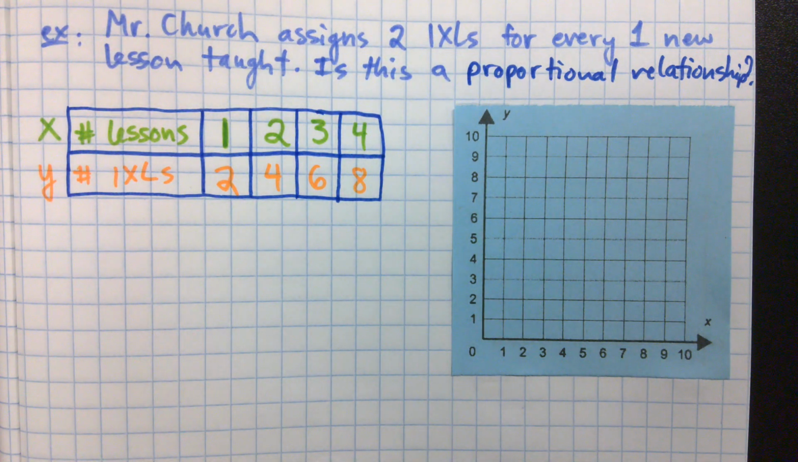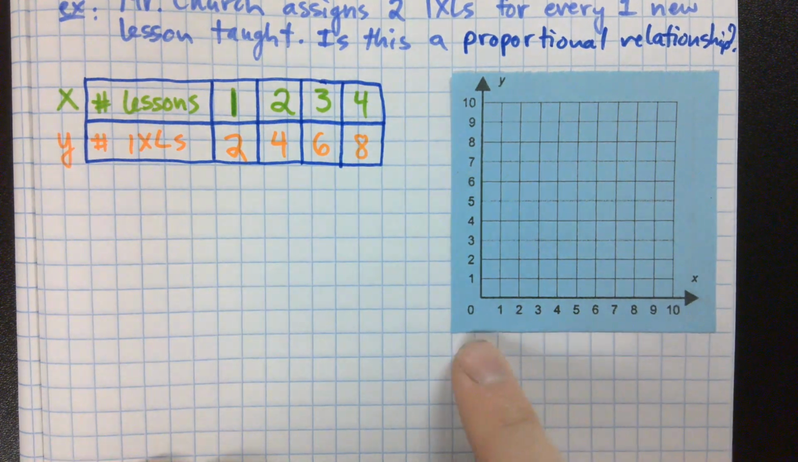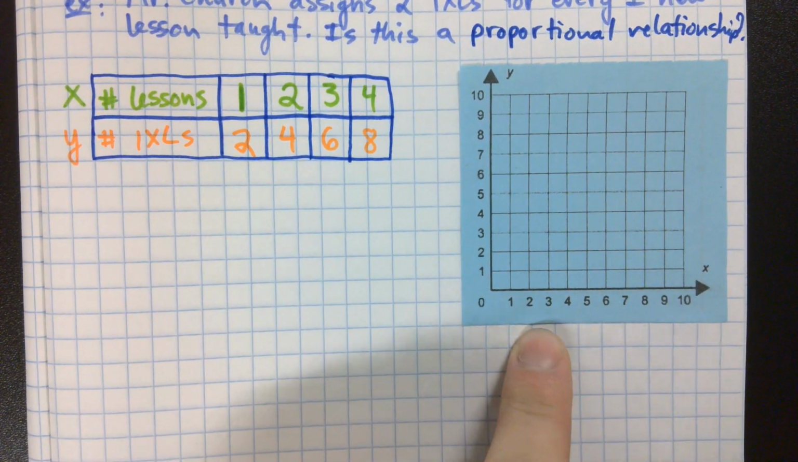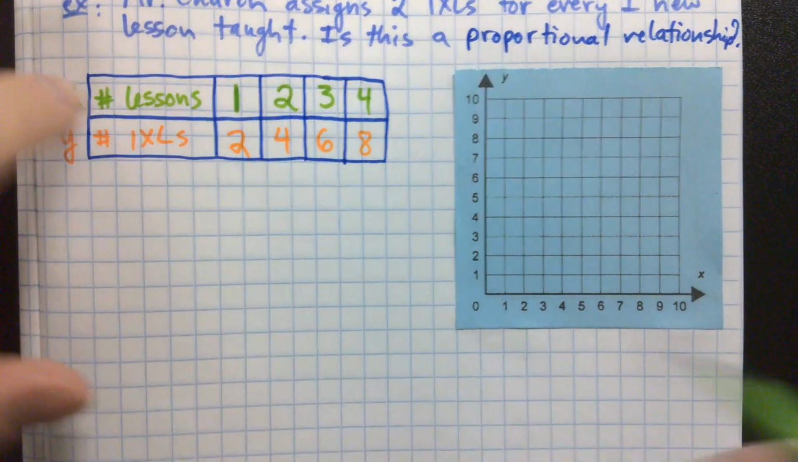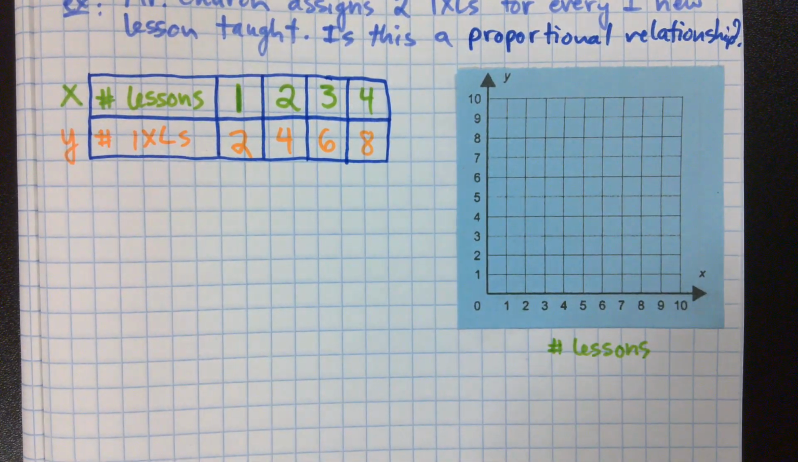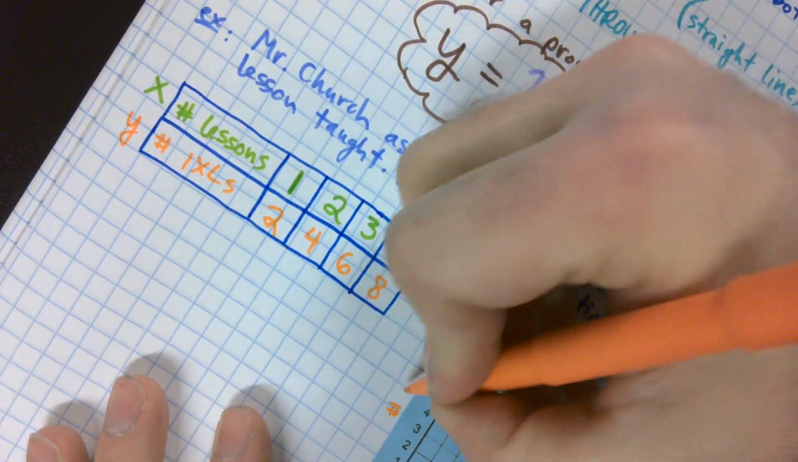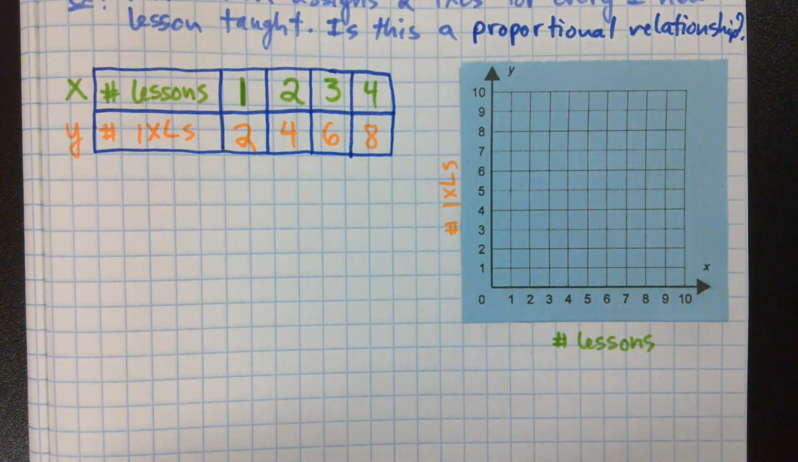So there's our information. 1 new lesson, 2 IXLs, 2 new lessons, 4 IXLs, 3 new lessons, 6 IXLs, 4 new lessons, 8 IXLs. So on this little graph, directly underneath on the x-axis, we're going to write what the x-axis represents, which in this case is what? The number of lessons. That's right. Number of lessons. And what does our y-axis represent? The number of IXLs. That's right. Number of IXLs.